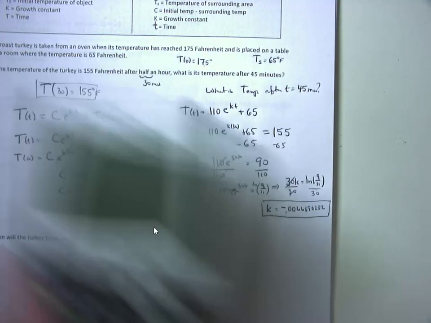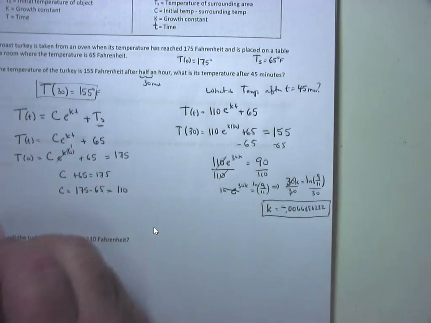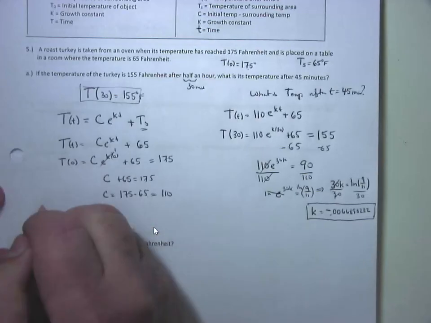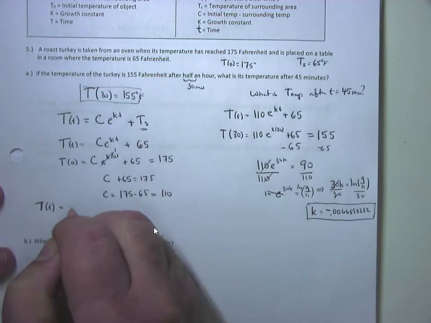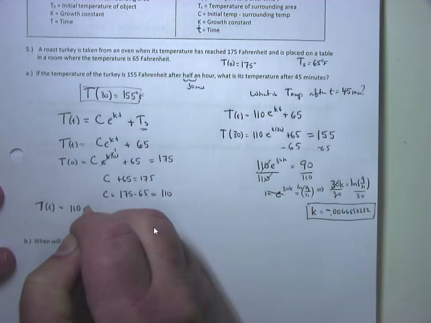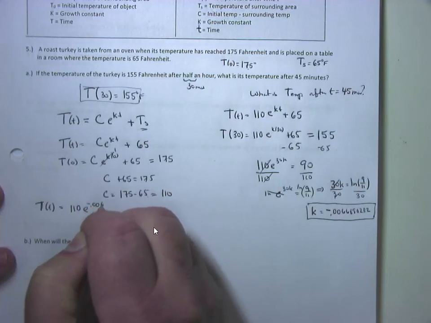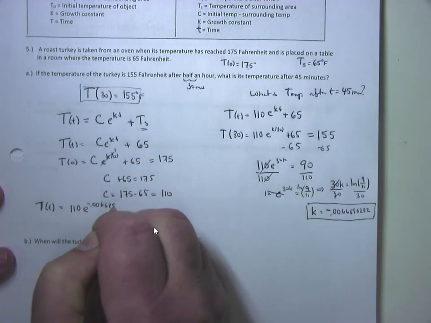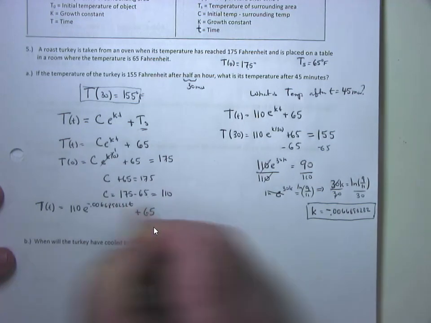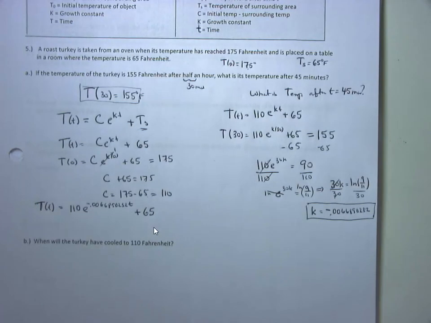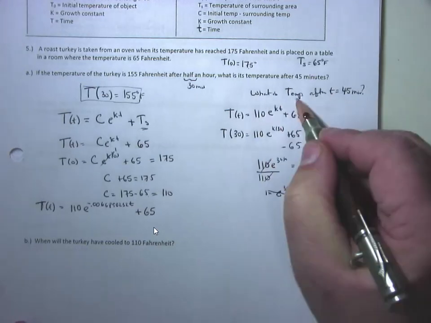Does that make sense? So therefore, my modeling equation is the temperature of the turkey is equal to 110 e to the k, which is negative 0.0066890232 t, plus 65. This is the formula that's going to model the temperature of the turkey. Does that make sense? Now, what was the question? Oh, yeah. What's the temperature of the turkey after 45 minutes?